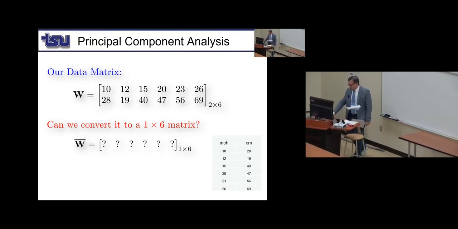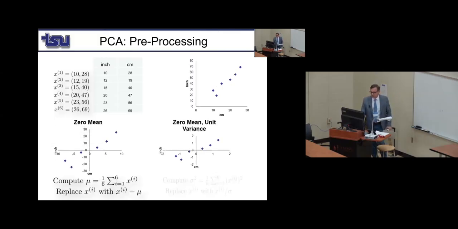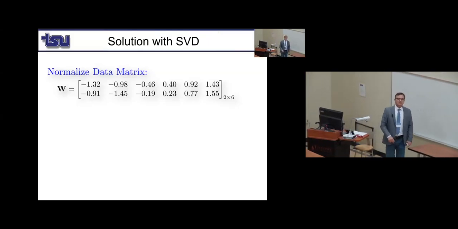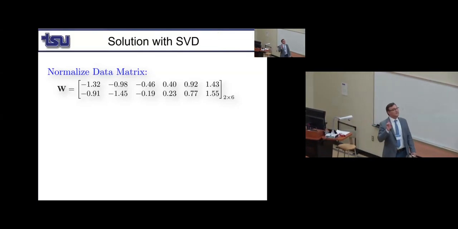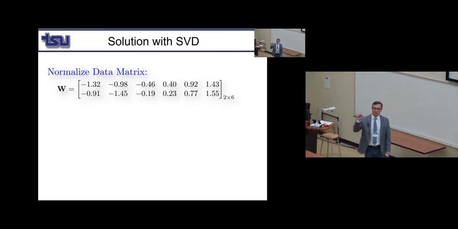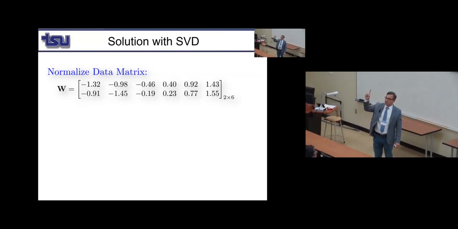First, I'm going to normalize my data. This part, I'm going to skip normalization. Just each column will have mean 0 and variance 1. You can go to the PowerPoint slides, and it's very easy. But let's go here. So this is my normalized data matrix. What is the dimension? 2 by 6. That means I have 6 data points, and each one is in R2. But I want to still have 6 data points, but in R1, right?